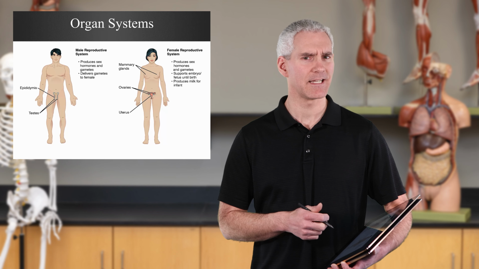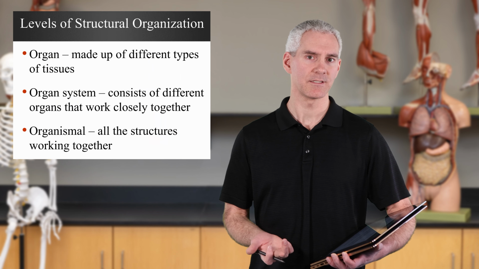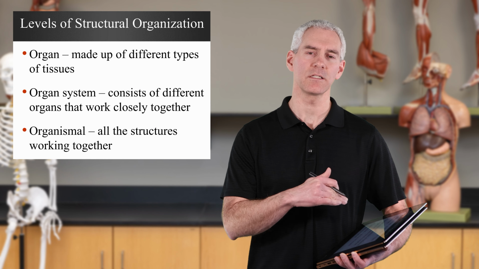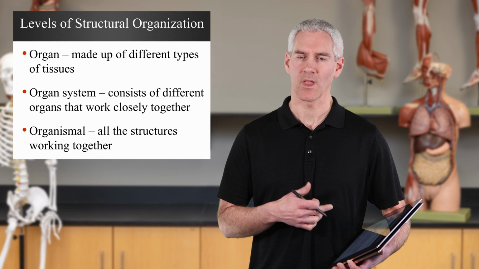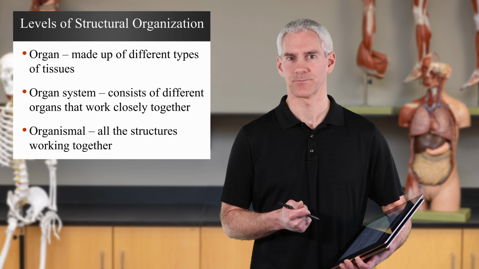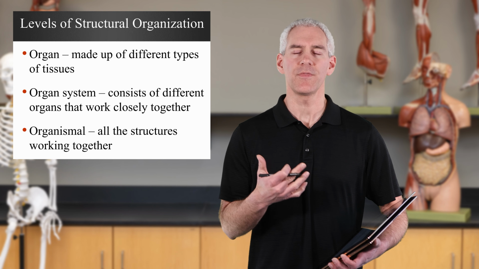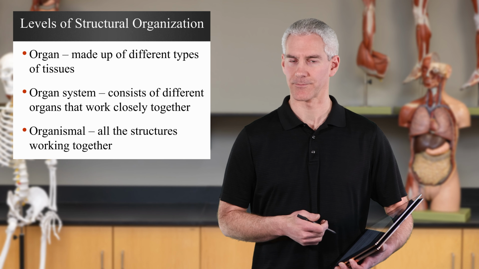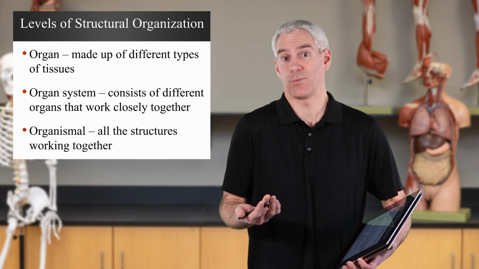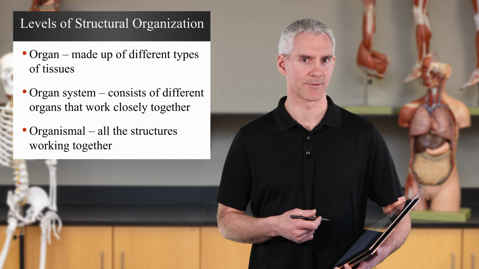So 11 different organ systems. And all those organ systems make up the ultimate or the organismal level. Now this organismal level is just the body. It's who you are. But you can think organismal is all the body systems working together. In the case of humans, we have 11 body systems all working together to make us who we are.